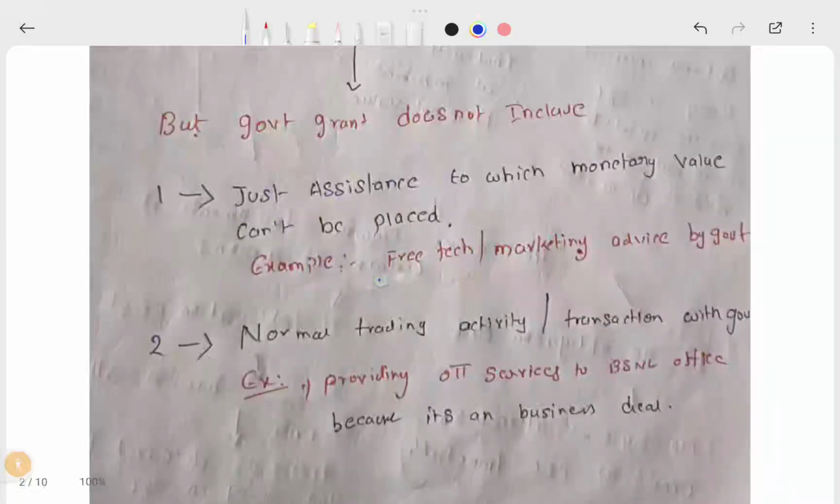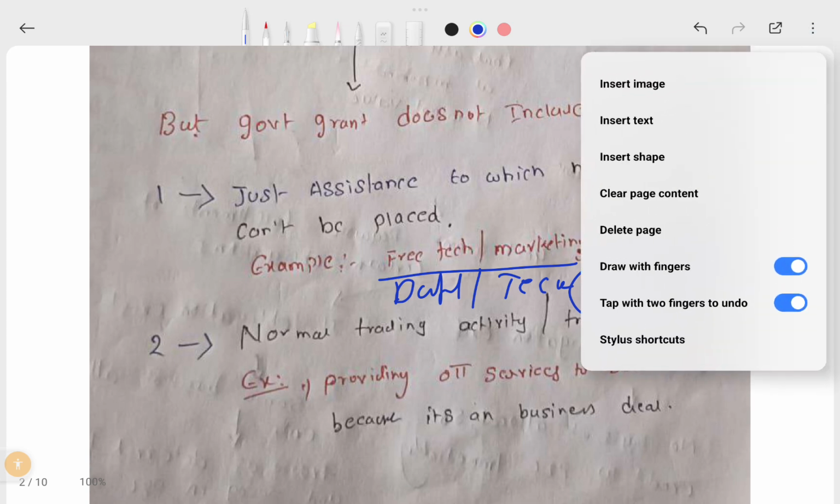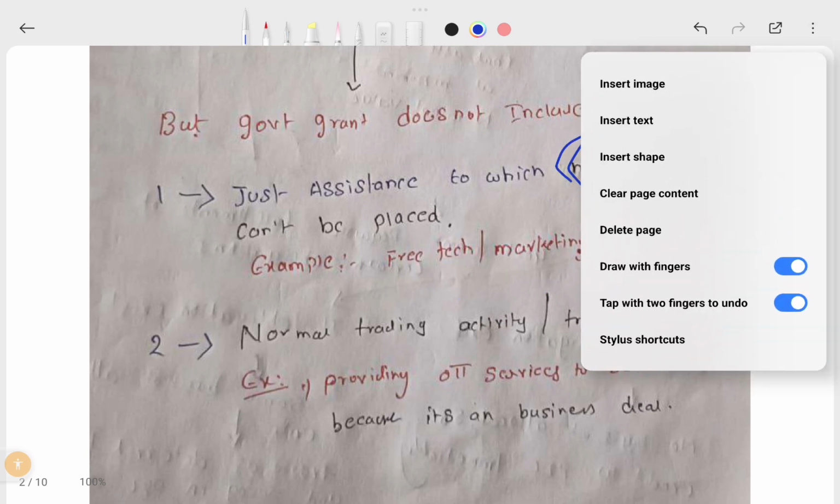For example, some free tech or marketing advice by the government, or some data. Say telecom industries need some data from each state, like voters and IDs data, to do their marketing analysis. They went to the government and the government gave the data. There is no mandatory value there, so this is not a government grant.